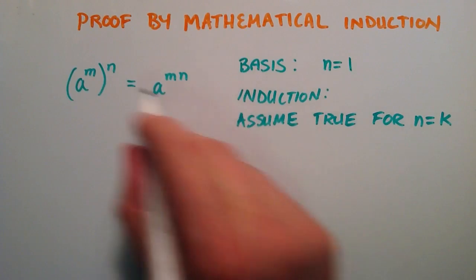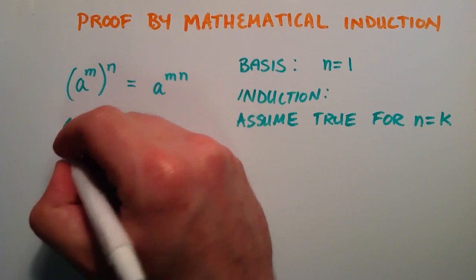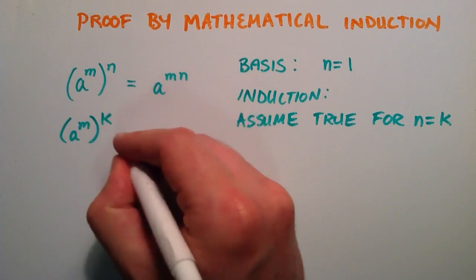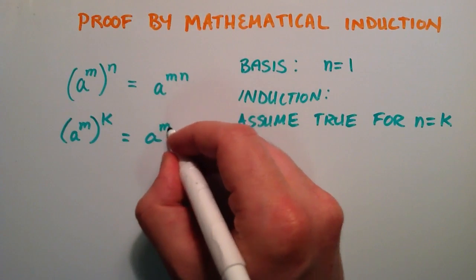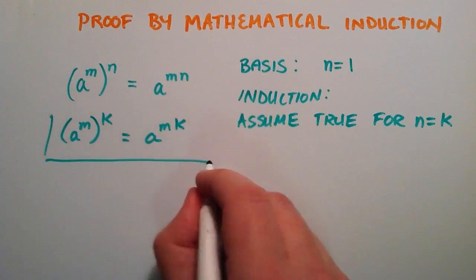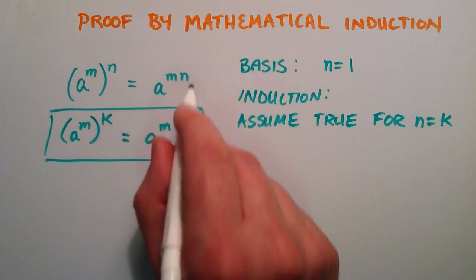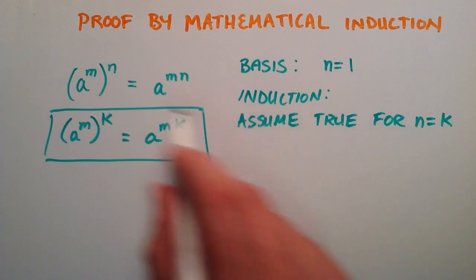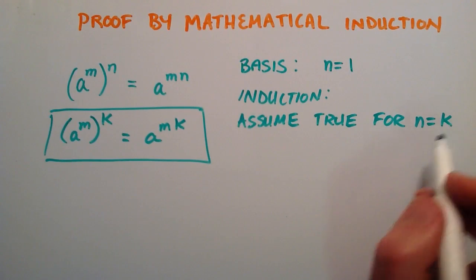So now we're just going to replace these n's with some arbitrary number k, and we're going to assume that that is true. We already know that it's true for n equals 1, so now we're going to just assume that it works for every case. All I did here was replace these n's with k's, since we're just assuming that this is a true statement based on n equal to some number k.